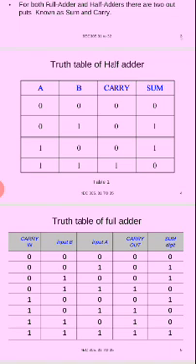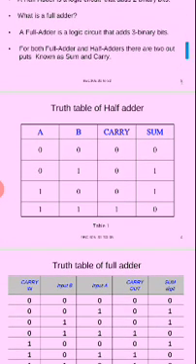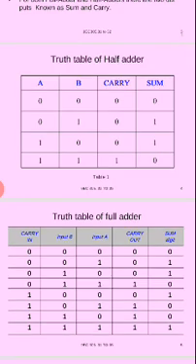For 0 0 combination of inputs, carry 0, sum 0. For 0 1 combination of inputs, carry 0, sum 1. For 1 0 combination, carry 0, sum 1. For 1 1 combination, carry 1, sum 0.